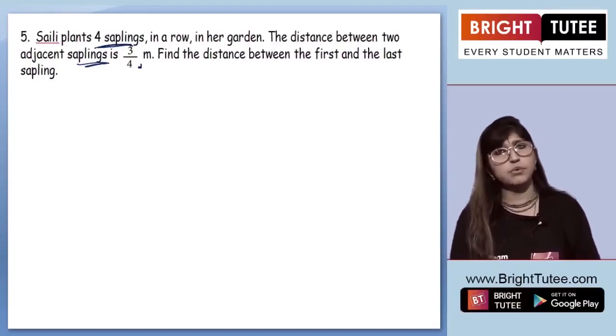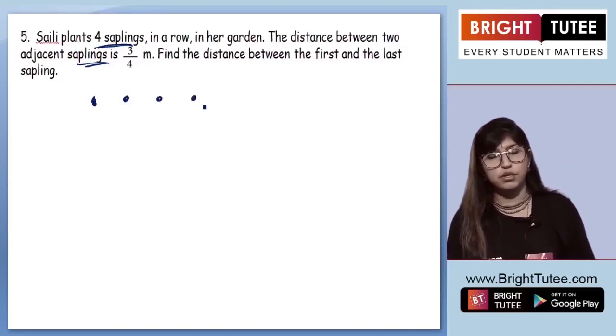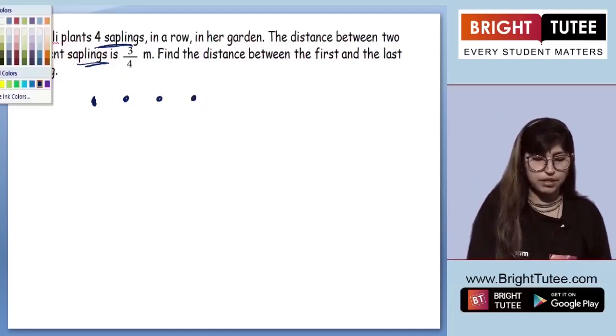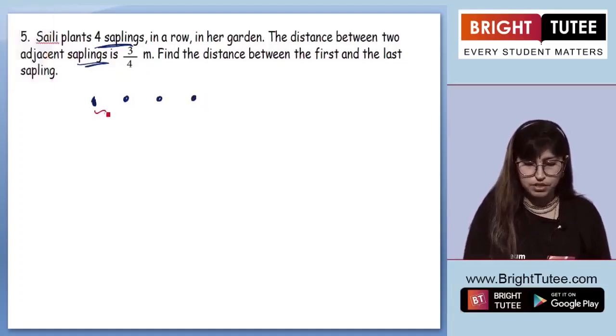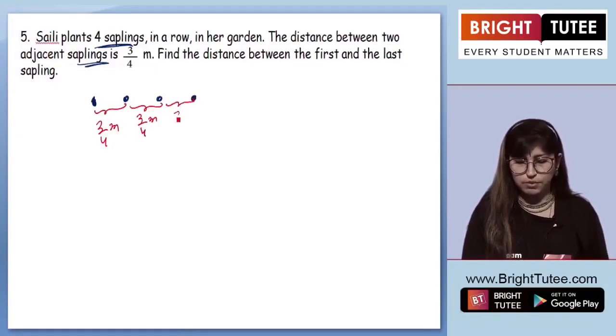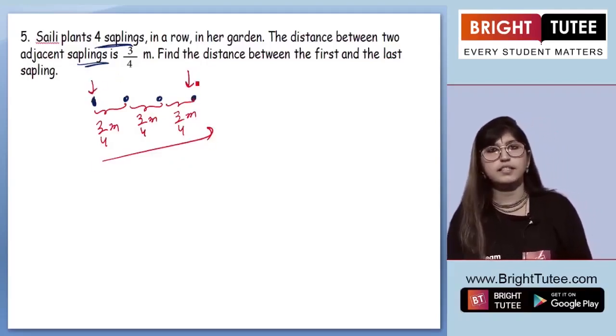Now, let's understand this question this way, that we have planted 1 sapling here, then 2, then 3, then 4. So, we have planted 4 saplings in a row in our garden. Now, the distance between two adjacent saplings, that means the distance between these two is 3/4 meter. The adjacent one again 3/4 meter, again 3/4 meter. Now they are asking about the distance between the first and the last sapling.